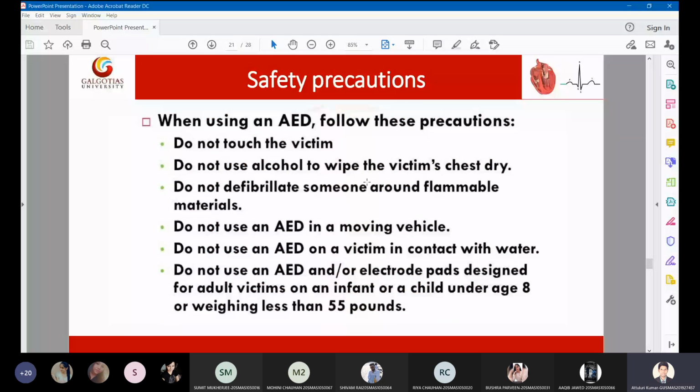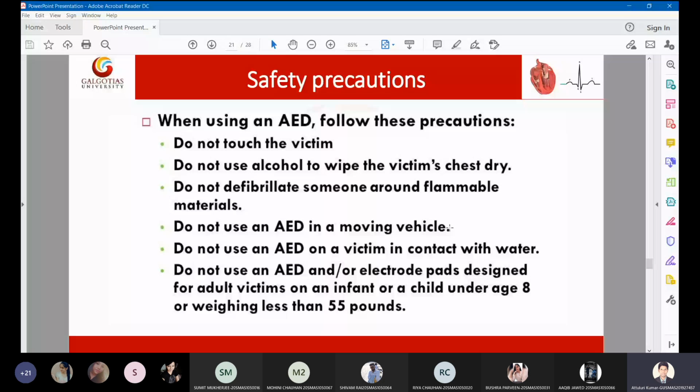We should not wipe the chest with an alcohol swab. We should not turn on this device around any flammable material, such as in the petrol bunk. So you immediately need to take the patient from the petrol bunk to another place, because there are inflammables. They can catch fire. And also we should not give AED when the patient is in an ambulance. When he's moving, we should not give this AED.